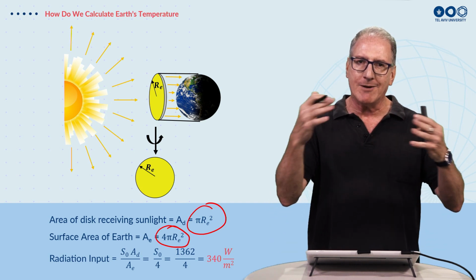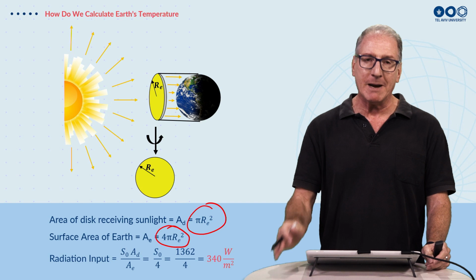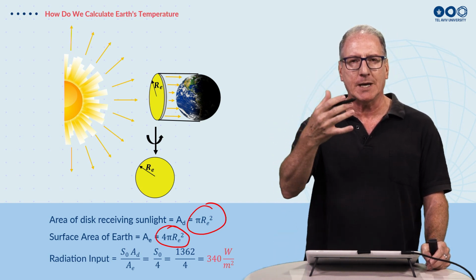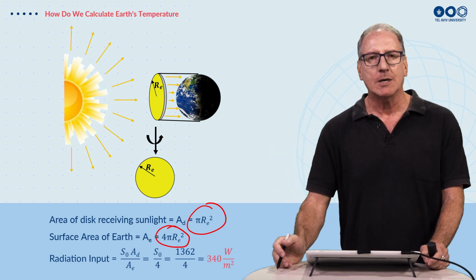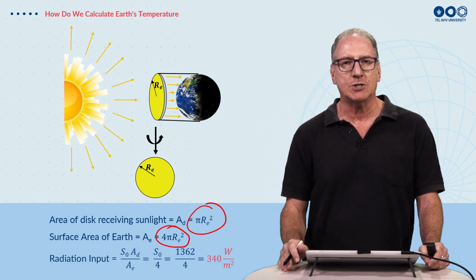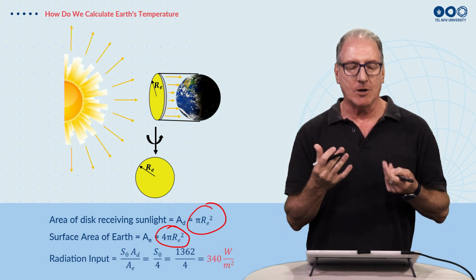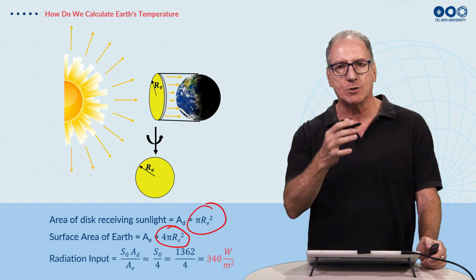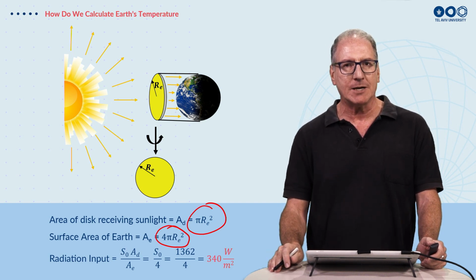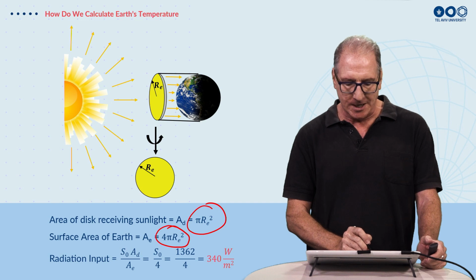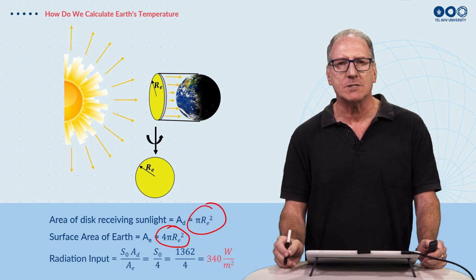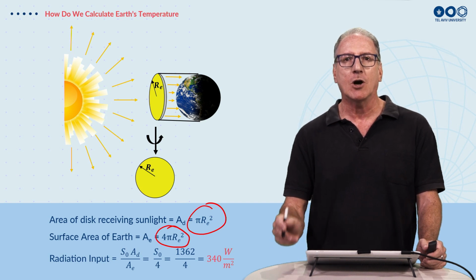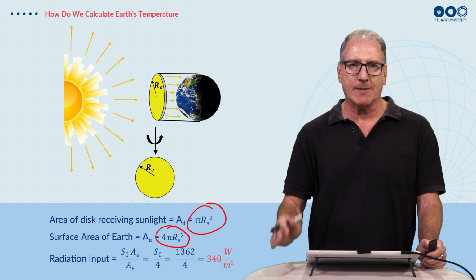So eventually, if we average over time, the amount of radiation coming into the system is the solar constant, which is how much we get at the distance of the Earth, S0, times the area that it actually shines on, divided by the area of the sphere. And so basically, because the pi r squared cancel out, we're left just with the solar constant divided by 4, 1,362 divided by 4, which gives us 340 watts per square meter on average everywhere around the planet.